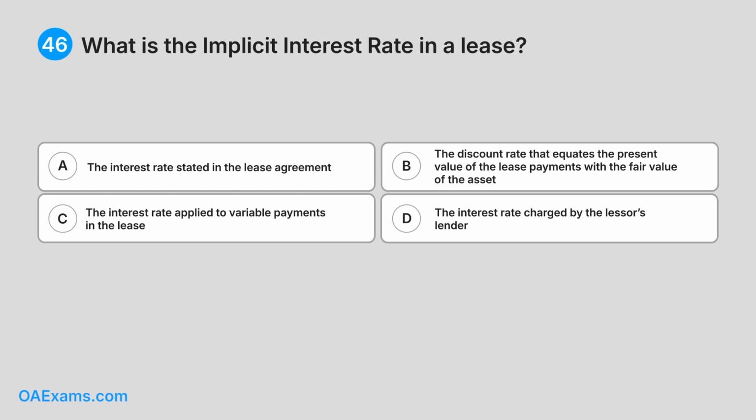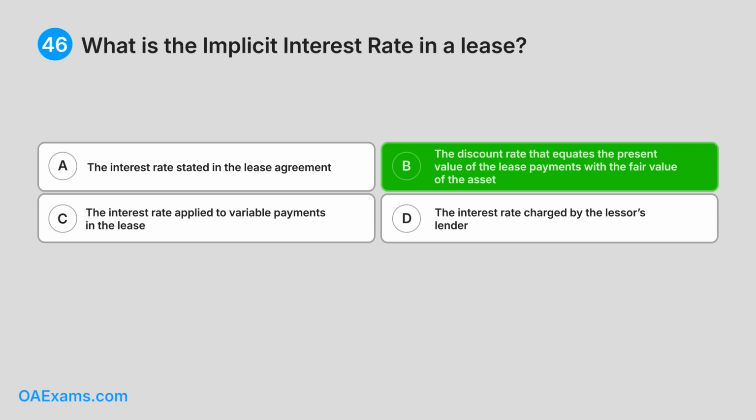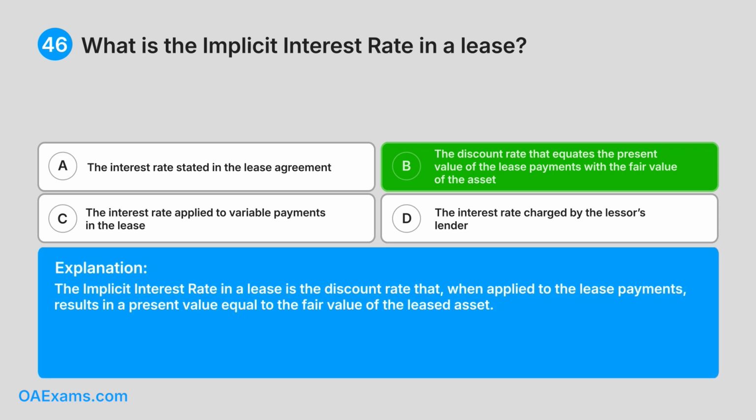Correct answer. B. The discount rate that equates the present value of the lease payments with the fair value of the asset. Explanation. The implicit interest rate in a lease is the discount rate that, when applied to the lease payments, results in a present value equal to the fair value of the leased asset.